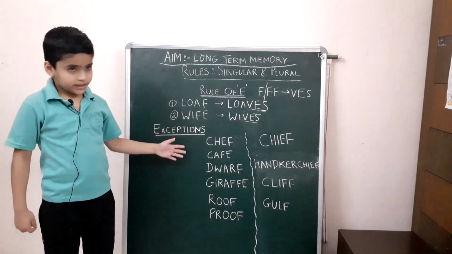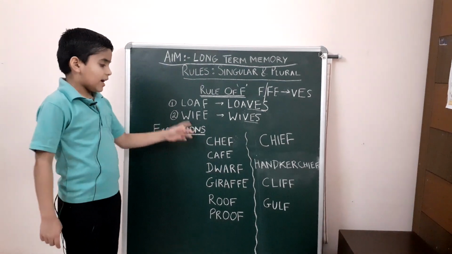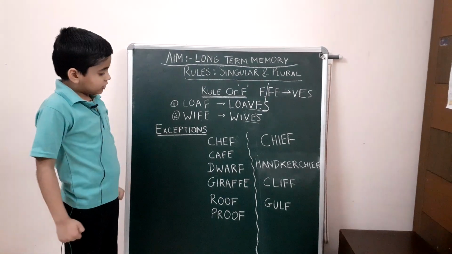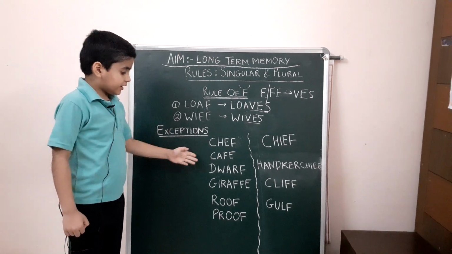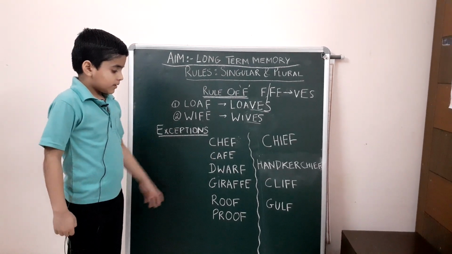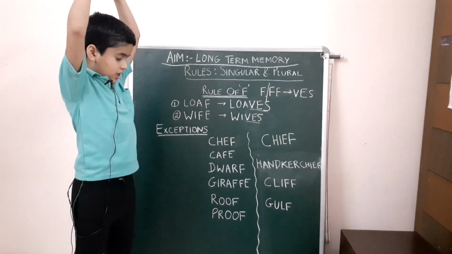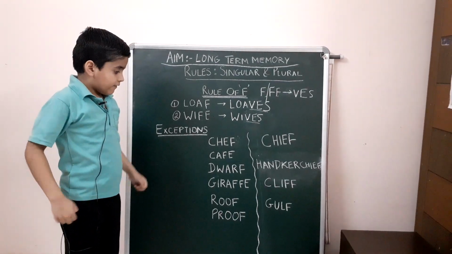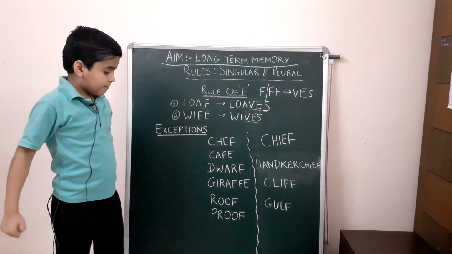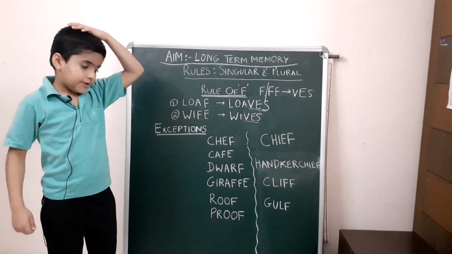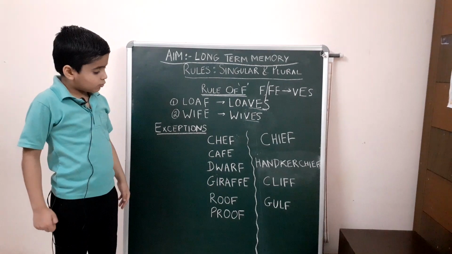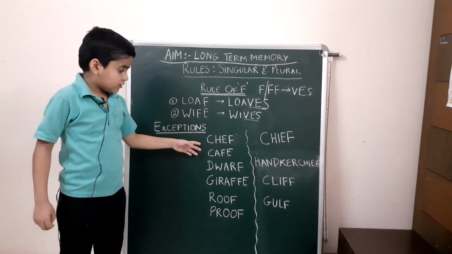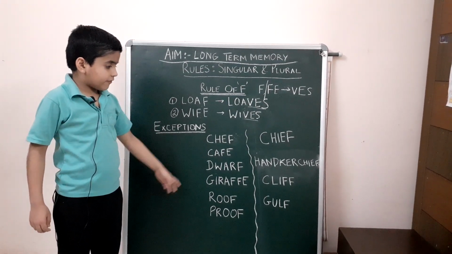I will again repeat. Once upon a time, there was a chef. He worked in a cafe. He was a dwarf. He was not tall like a giraffe. Why was he a dwarf? Because his head did not touch the roof. This was the only proof that the chef was the dwarf.